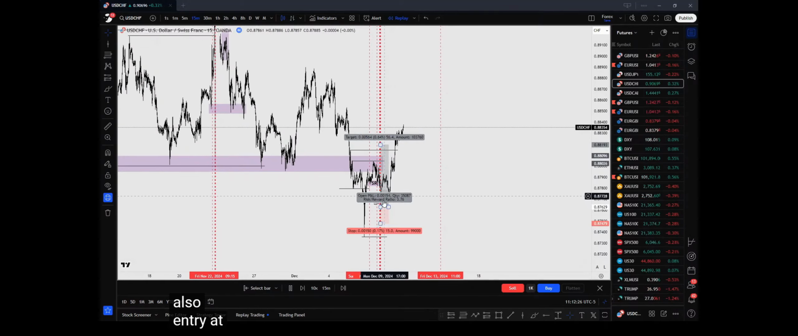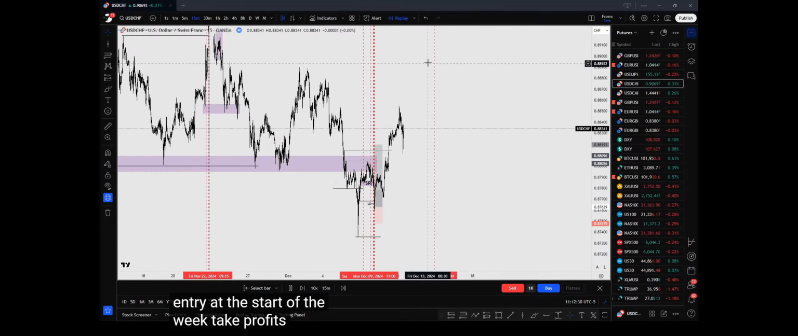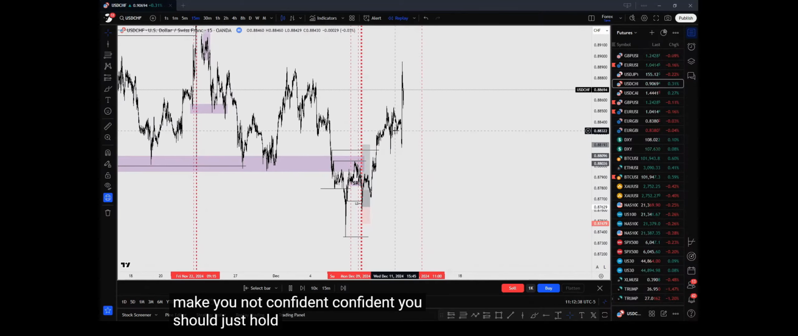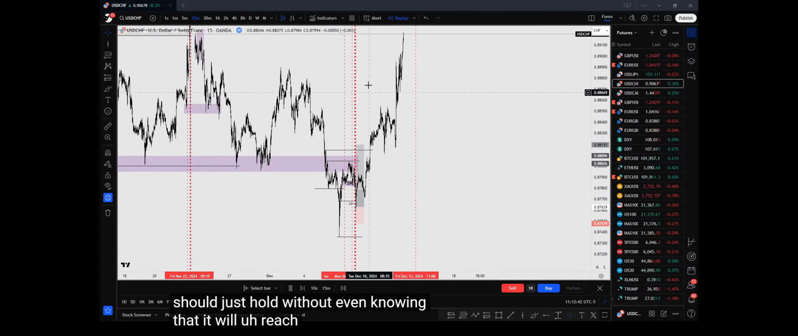Entry at the start of the week. Take profits at the close of the week. And no movement in the middle will make you not confident. You should just hold without even knowing whether it will reach the profit target or not.